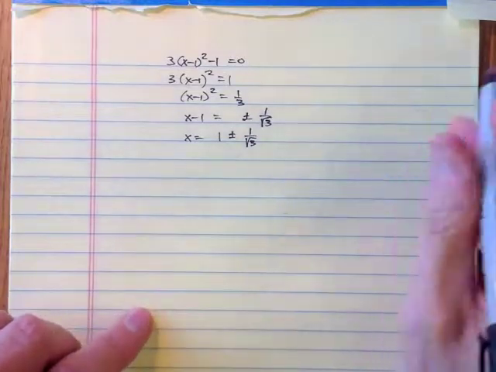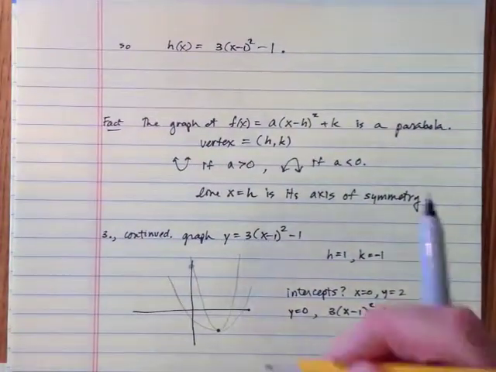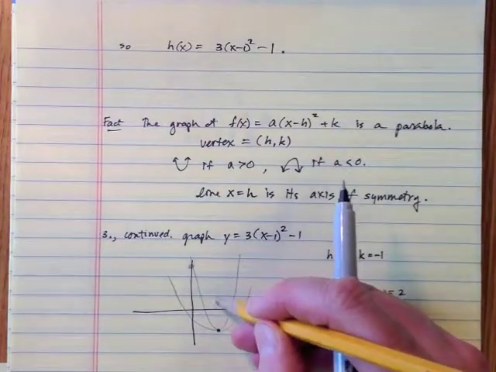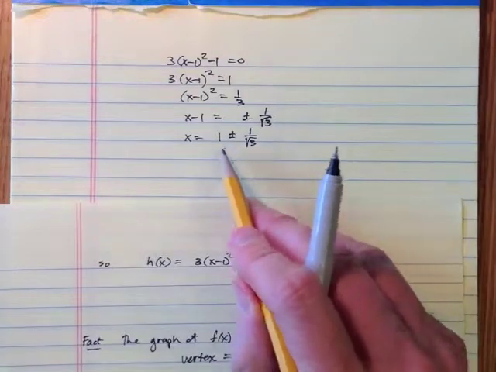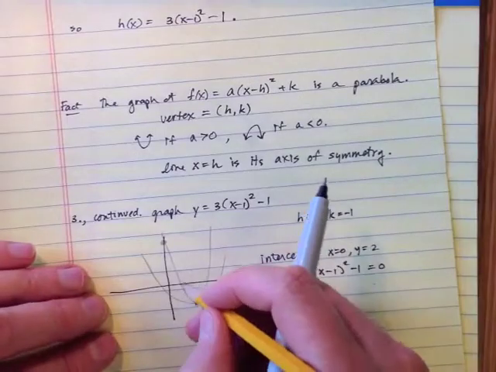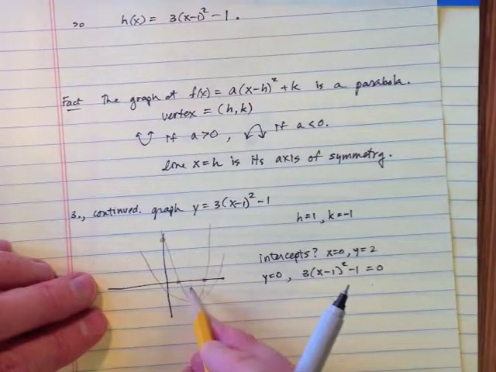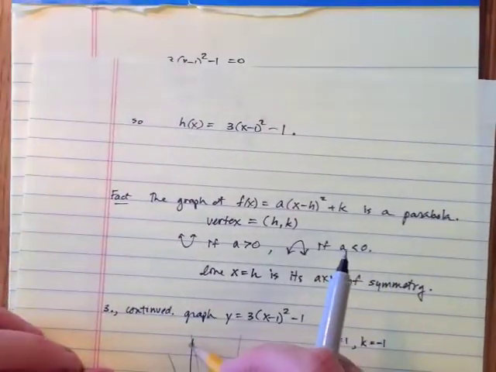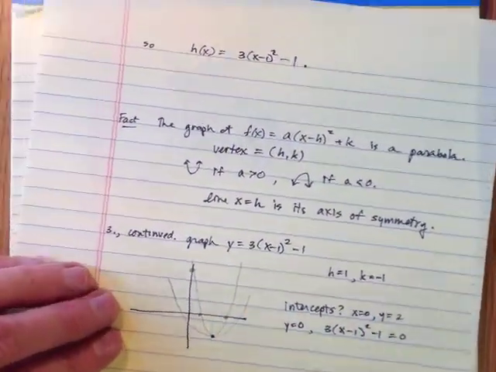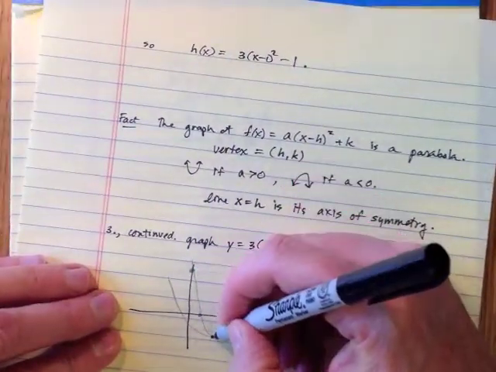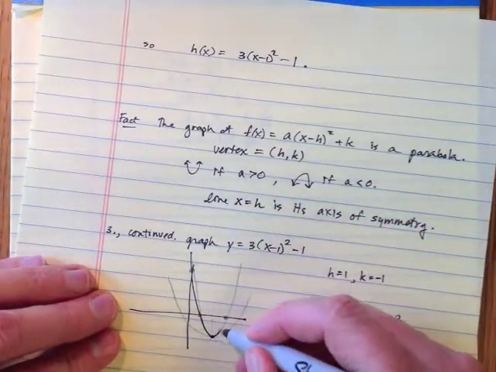So the graph must look something like this. There's x equals 1, its axis of symmetry. At some distance to the right and left of 1 are these x-intercepts. I don't think I have a hope of really drawing 1 over the square root of 3 very accurately, but it's something less than 1. And then y equals 2 is the y-intercept. So my graph must look something like this.